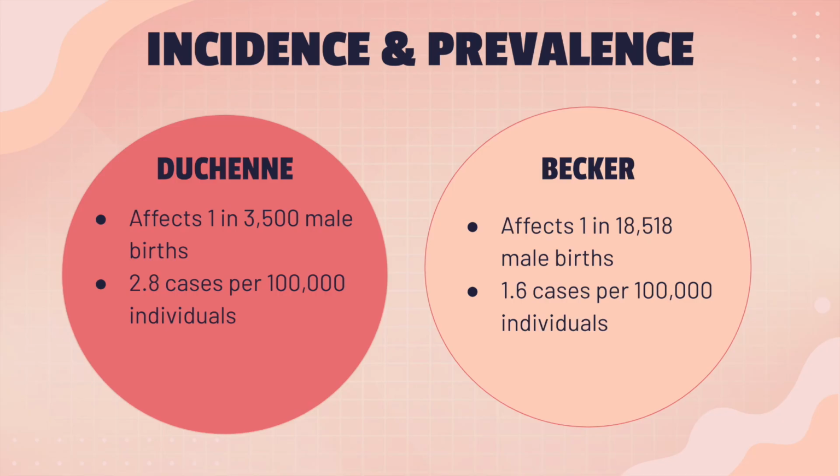Duchenne and Becker muscular dystrophy are extremely rare muscular diseases. Duchenne muscular dystrophy impacts 1 in 3,500 males, with 2.8 cases per 100,000 individuals, whereas Becker muscular dystrophy impacts 1 in 18,518 males, with 1.6 cases per 100,000 individuals.